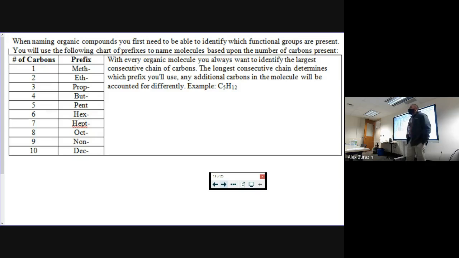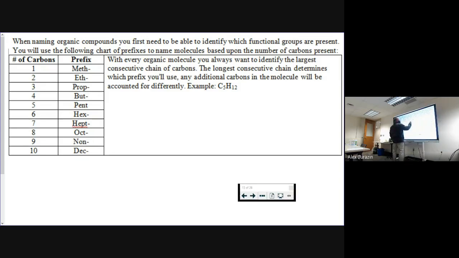So what we'll need to do first is identify how many carbons we have in the chain and what the functional group is. A lot of naming organic molecules is those 2 things: how many carbons I got, and what is the functional group. With every organic molecule, you always want to identify the largest consecutive chain of carbons. The longest consecutive chain determines which prefix you'll use. Any additional carbons in the molecule will be accounted for differently.